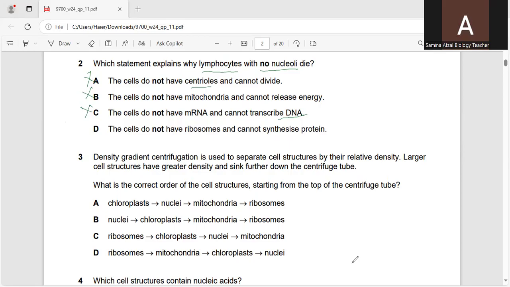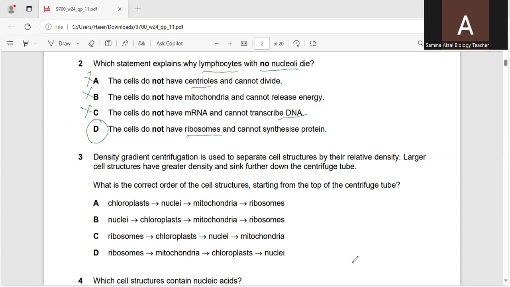They do not have ribosomes and cannot synthesize protein. Yes, the ribosomes are formed in the nucleolus inside the nucleus. So that is the reason, if there are no nuclei, there will be no ribosomes, and if ribosomes are not there, then the protein synthesis will not take place. So D is the correct option.